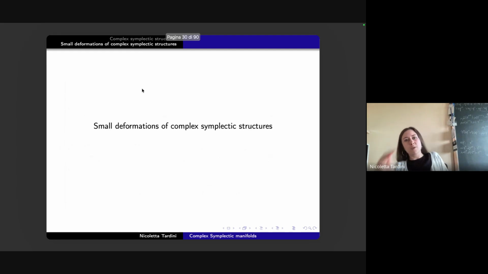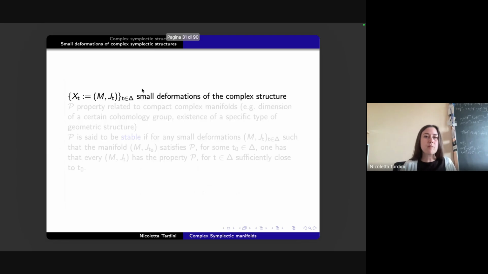Okay, so what is the problem here? It is a natural problem in complex geometry to understand whether, if we have a nice property on our compact complex manifold, this property is preserved if we deform the complex structure a little bit. I will not recall, of course, the theory of deformations. So let me just say this.